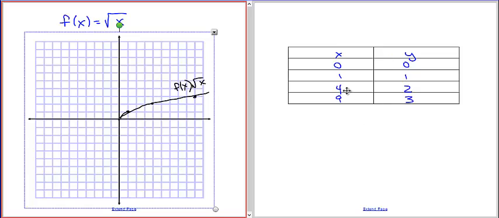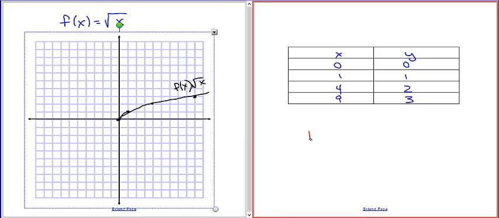Now, once you have the parent function, you have the position of these points relative to the origin. And what we'll do is when we have a translation, we will move that origin and we'll shift these other 3 points appropriately. So we can see we go over 1, up 1, over 4, up 2, over 9, up 3. So let's do another one here. So let's do the square root of x minus 3 plus 2.